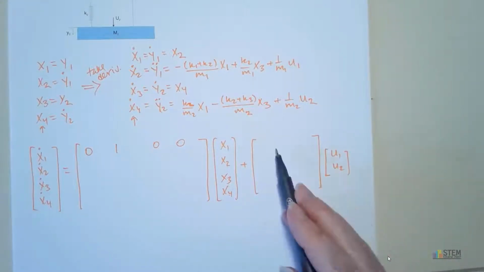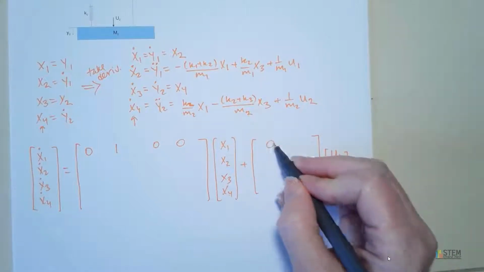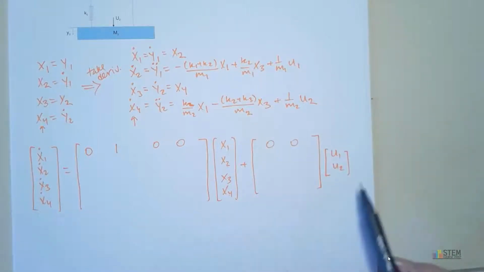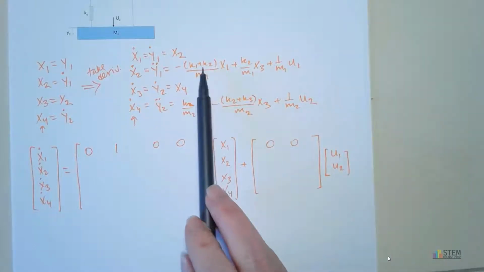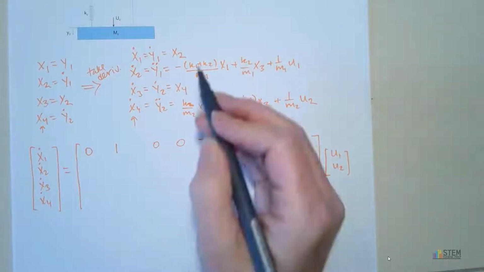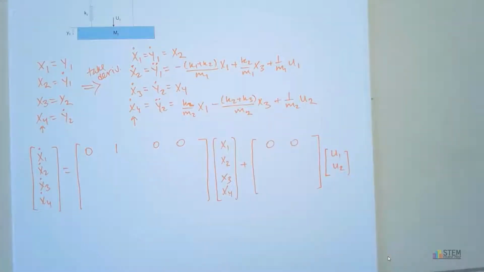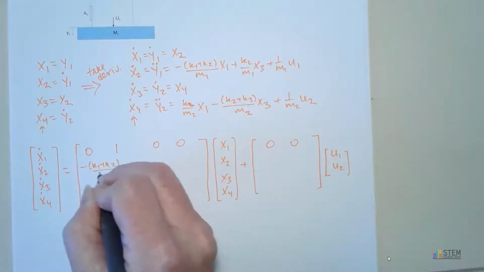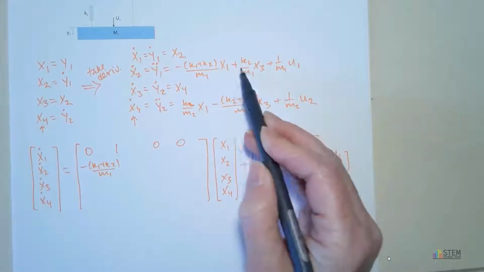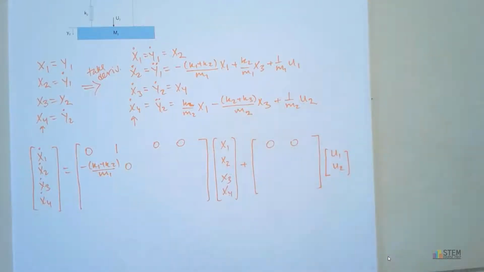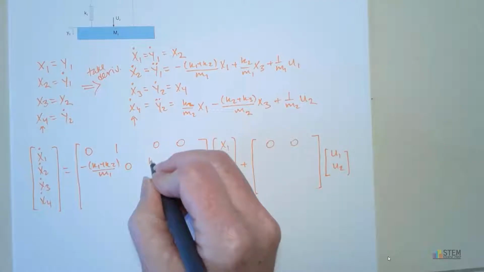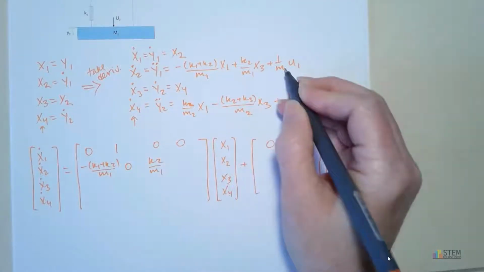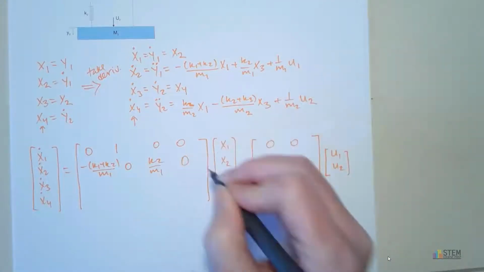And this over here in the B matrix, this top row, will be 2 zeros because I don't have U1 or U2 in my equation. Now we go down here. So just pull off these coefficients. So we got the negative K1 plus K2 over M1. X2 is missing, so this goes to 0. X3 is K2 over M1. And then x4 is not there, so that goes to 0.